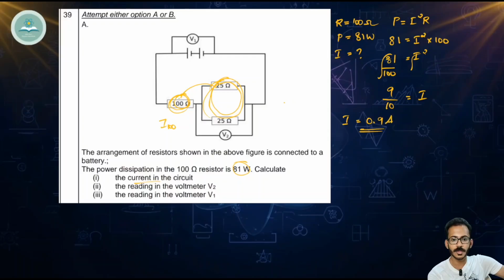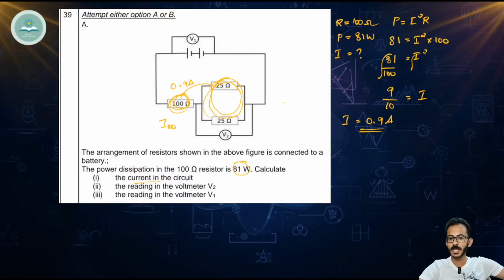This is the current across this resistor, 0.9, and this is the current across this circuit as well. Let's go to the second part of the question. The reading in voltmeter V2. We have to find out the reading in voltmeter V2. V2 is this one. The potential difference here, here and here will be equal.